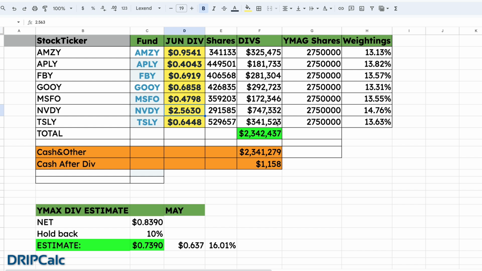Wow, let's calculate how much NVIDIA brought to the whole fund. Okay, so we take, like over here, equals this divided by total, and we make this a percent.